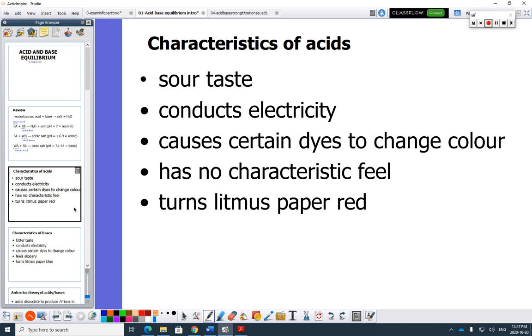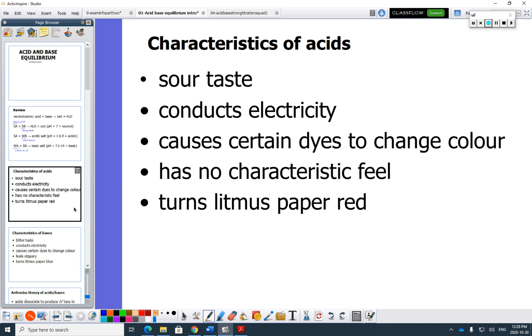Okay, so in general, acids are sour. So things like vinegar, citric acid, like citrus fruits, those would be considered weak acids. Not that you should taste the acids in the lab or anything like that. They do make ions. They do dissociate into plus and minus, which means they will conduct electricity.